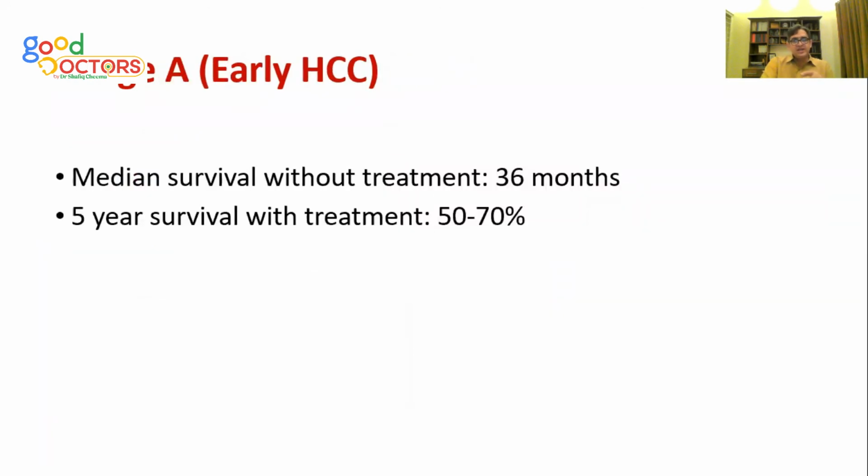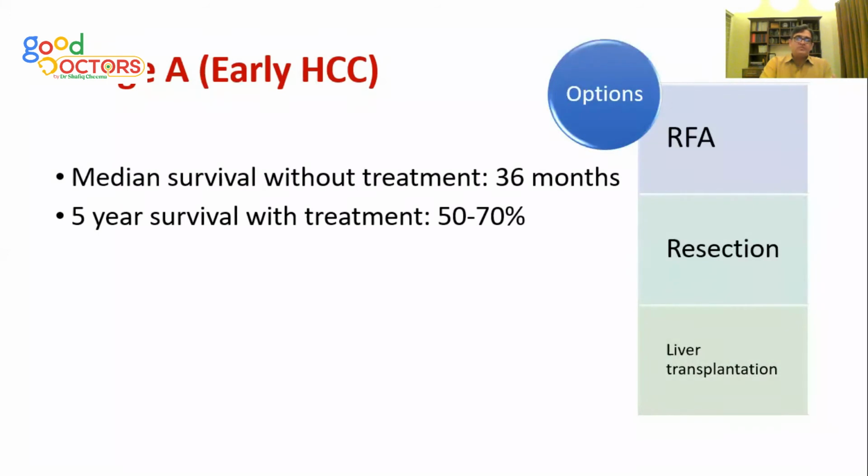Once you move to stage A, which is within the Milan criteria, but has Child score A and a very good functional status, even at this stage, median survival without treatment is around 36 months. And 5-year survival with treatment increases to 50 to 70%. So what are the options of treatment for me? Radiofrequency ablation, resection, and liver transplantation that has been added at this particular stage.